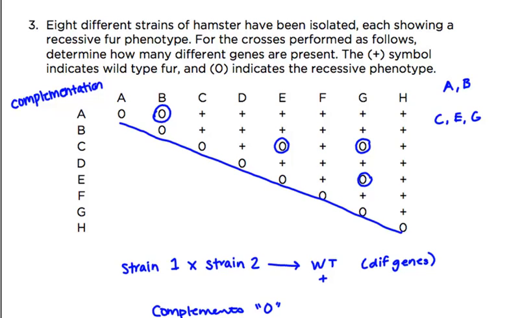All the other ones, D, the only one that doesn't complement with is itself, so D is on a separate gene. And the same goes for F, and the same goes for H. So all in all, there are 5 different genes present, and these are the mutations on each of the 5. So 5 genes.